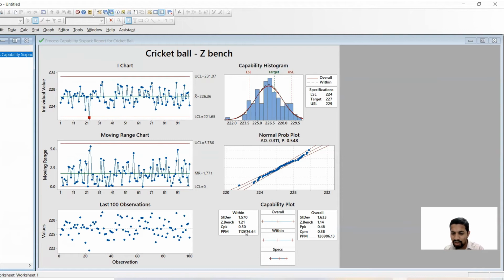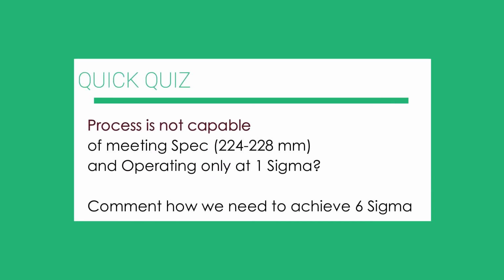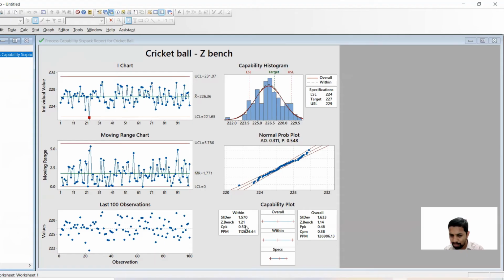CPK equal to 0.5. There are also several videos done on the CP and CPK. So CPK 0.5 is equal to 1.21 sigma. The standard best practice is 1.33, which corresponds to 4 sigma. And 1.67, that is AIAG, Automotive Industry Action Group, that is 5 sigma. So minimum we need to have 4 sigma as industrial best practice or 5 sigma as per the automotive requirement. So this is way behind those targets.